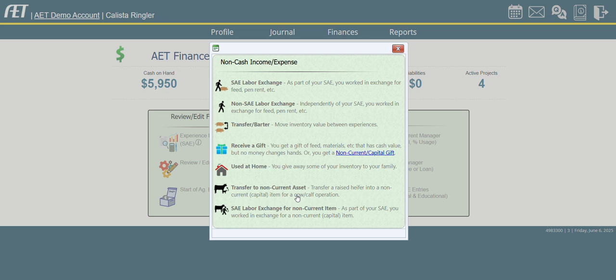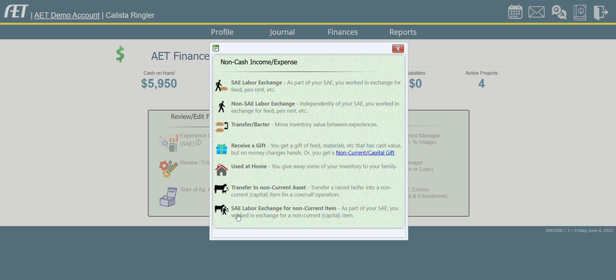Transfer to non-current assets. So this is something that, instead of being a yearly item you're going to expect to use or sell by the end of the year, becomes a long-term part of your operation. That's what this is for. The example they give is to transfer a raised heifer into a non-current capital item for a cow-calf operation. So your calves that you plan to sell, you're going to keep some back to maintain and grow your herd. That heifer is going to become one of the cows that you're calving out, and she's going to be a non-current asset for your operation because she's going to calve every year that you breed her.